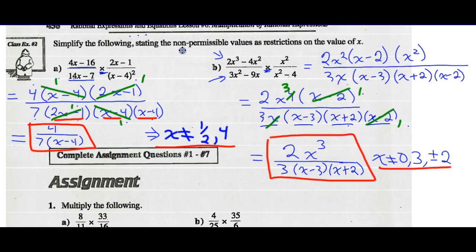There are our non-permissible values. We found those before we divided out any common factors. All right, so pretty straightforward, very similar to when we were doing simplifying rational expressions. Away you go. Try the questions from 1 to 7.